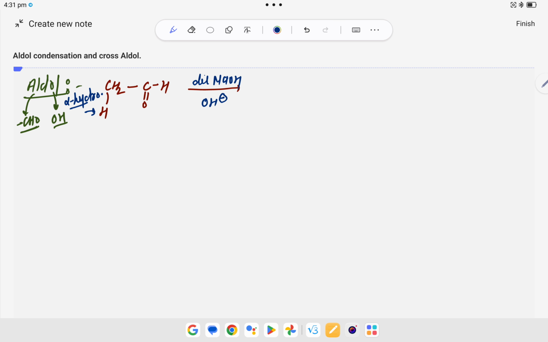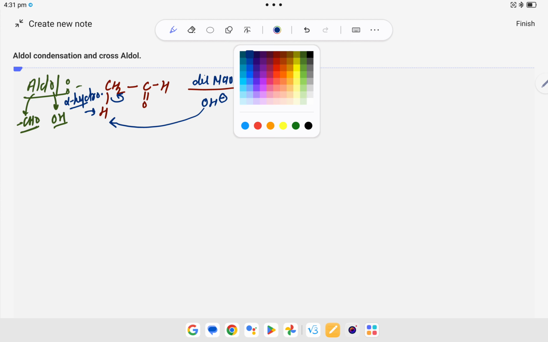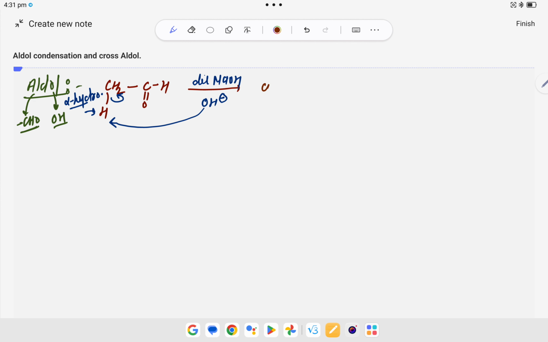So this OH will approach this alpha hydrogen because of its acidic nature, and the hydrogen's electron will be shifted onto the carbon species. Then what happened? What are we getting now? Simple. CH2, and this carbon is getting a negative sign because of the electron. CHO.